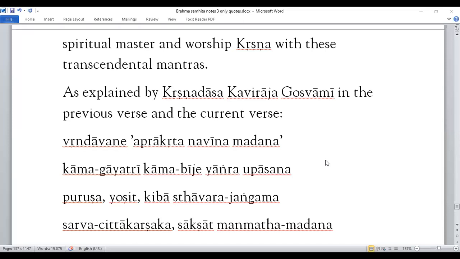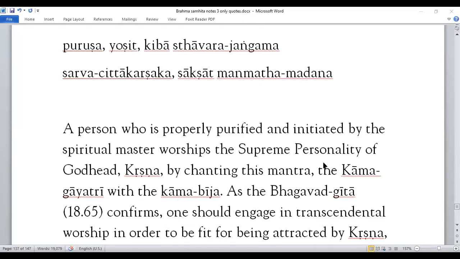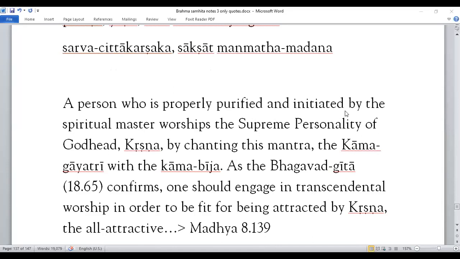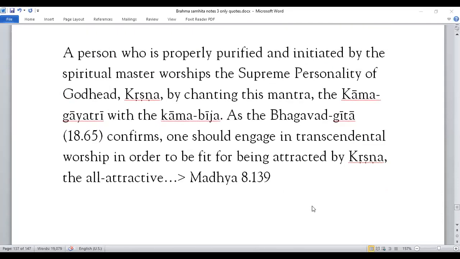As explained by Krishna Kaviraj Goswami in the previous verse and the current verse, Prabhupada is quoting, Vrindavane aprakrita naivina madan kama gayatri kama bija yandra upasan purusha yoshit kibas thavara jangam sarva chitakarshka sakshat manmata madan. Okay, so this is Prabhupada quotes. A person who is properly purified and initiated by the spiritual master worships the Supreme Personality of Godhead, Krishna, by chanting this mantra, the Kama Gayatri with Kama Bija. As Bhagavad Gita 18.65 confirms, one should engage in transcendental worship in order to be fit for being attracted by Krishna, the All Attractive. Okay, so this is Prabhupada's quote here.